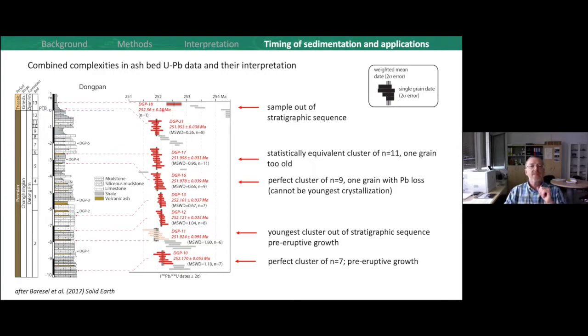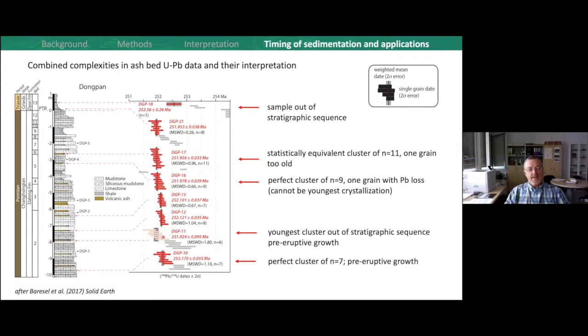And then you see here, we have another sample that's clearly too old. It's out of stratigraphic sequence. So we can say, okay, it's out of stratigraphic sequence. These are zircons which crystallized earlier in the magmatic system. And then we have this problematic case here.